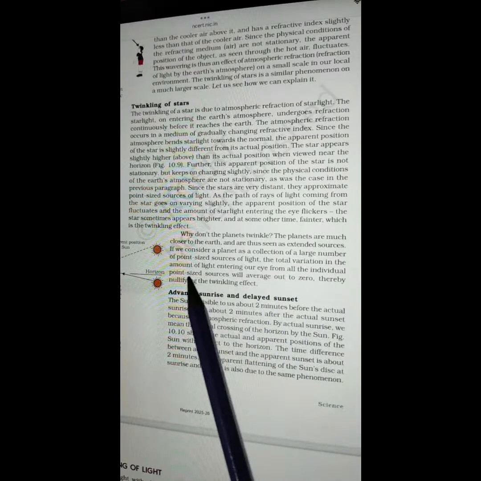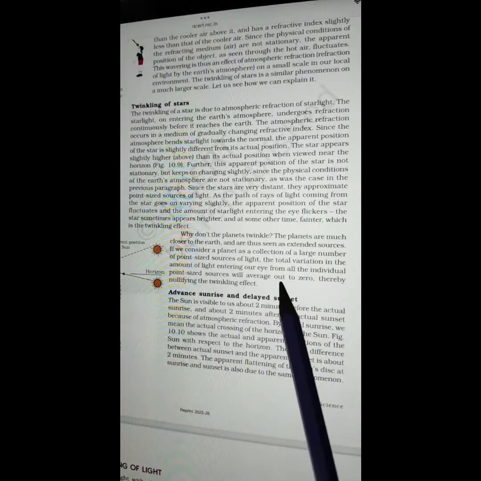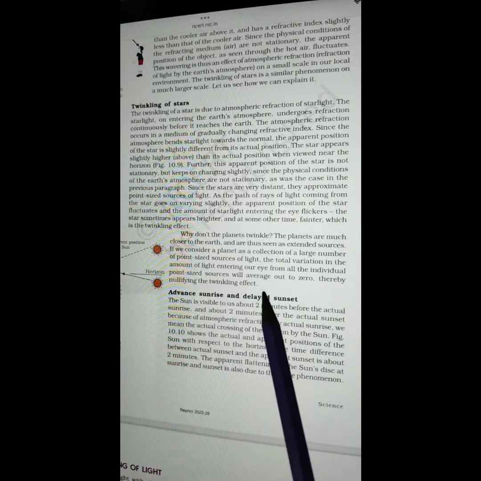Why don't the planets twinkle? The planets are much closer to the Earth and are thus seen as extended sources. If we consider a planet as a collection of a large number of point-sized sources of light, the total variation in the amount of light entering our eye from all the individual point-sized sources will average out to zero, thereby nullifying the twinkling effect.